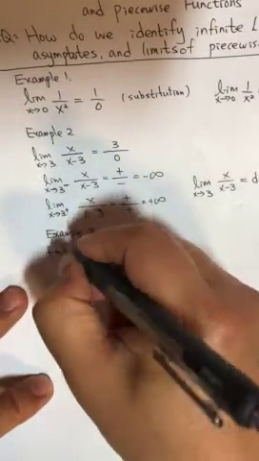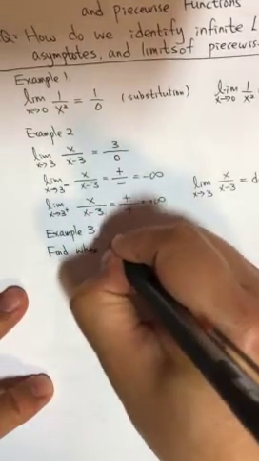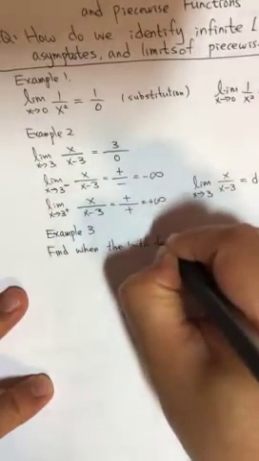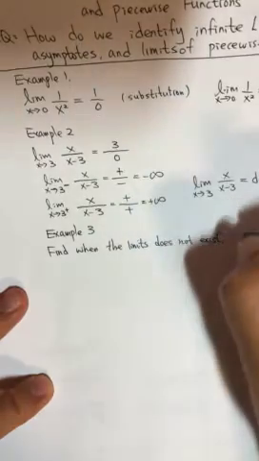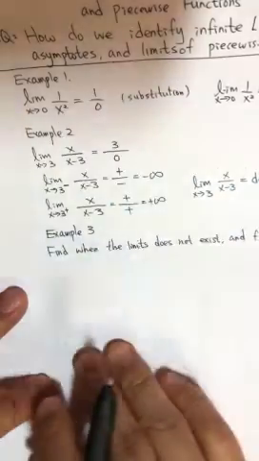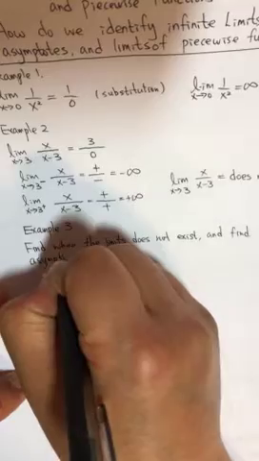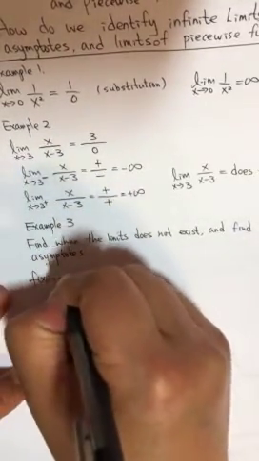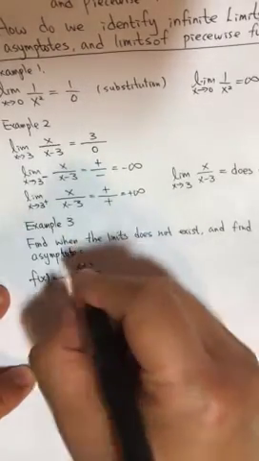So this example is asking you to find where the limit does not exist and identify the asymptote. So what do you think, where does the function value, the limit, not exist?